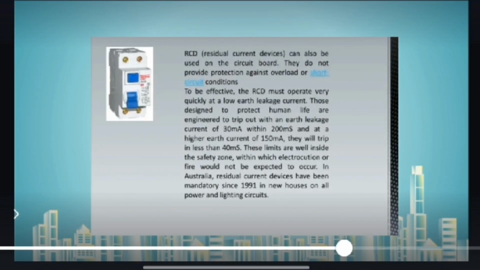In Australia, residual current devices have been mandatory since 1991 in new houses on all power and lighting circuits.